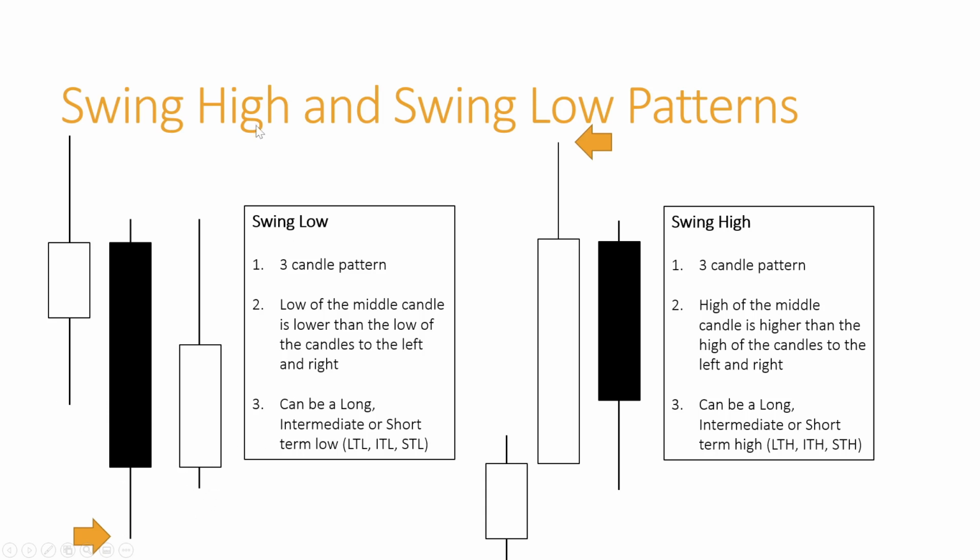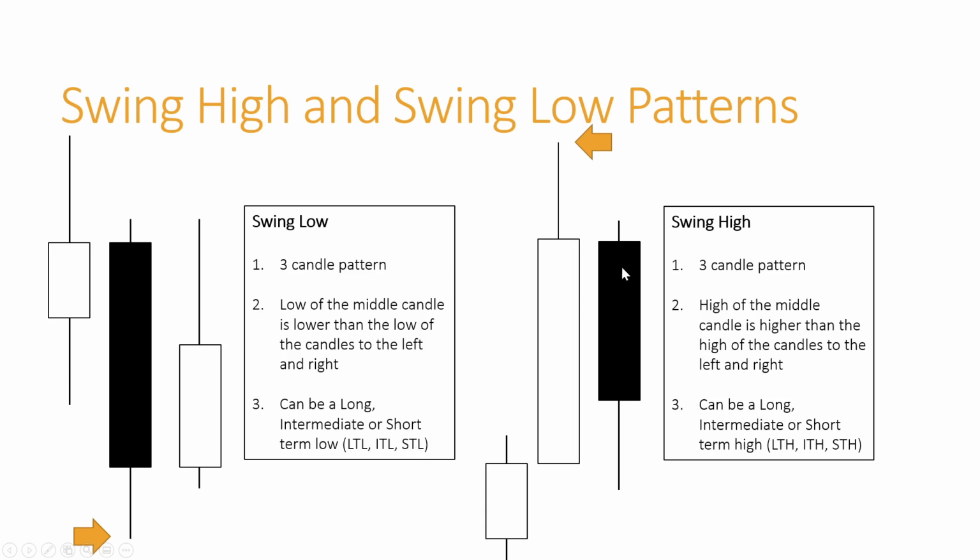Keep in mind that a swing low pattern can either be a long, intermediate or short-term low, and the abbreviations we're going to use for simplicity going forward in the video series is LTL for long-term low, ITL for intermediate term low, and STL for short-term low.